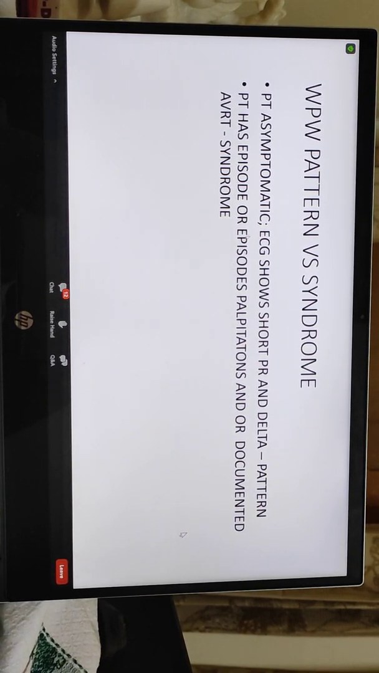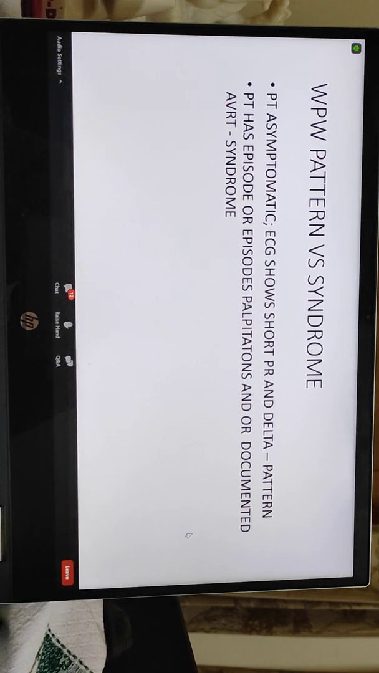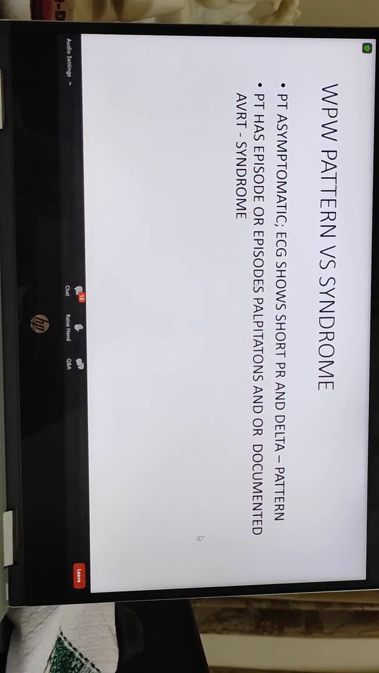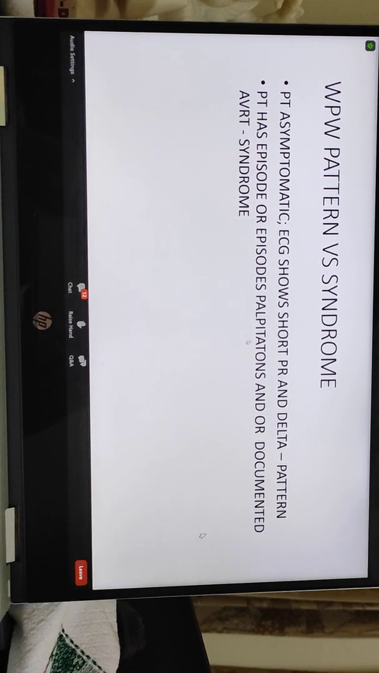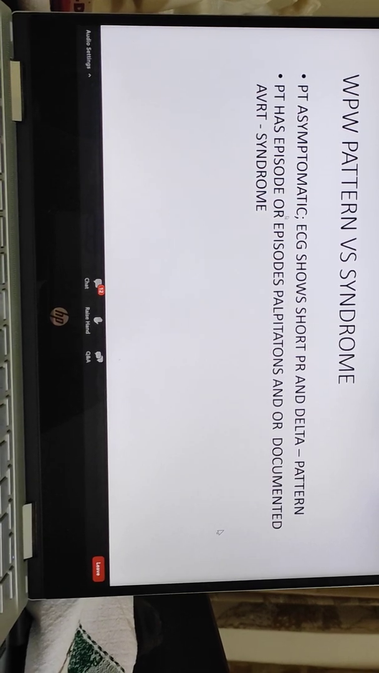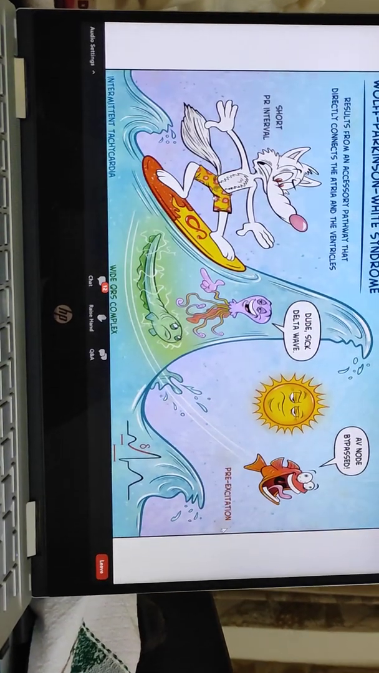Whereas if the patient has recurrent episodes of palpitation, or already has recurrent episodes of documented tachycardia, then he is called as having Wolff-Parkinson-White syndrome. So that is the difference between Wolff-Parkinson-White pattern and Wolff-Parkinson-White syndrome.